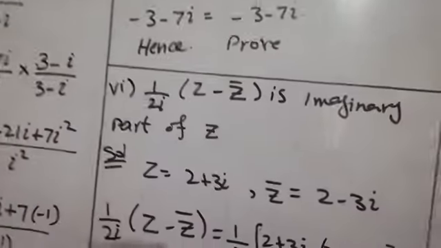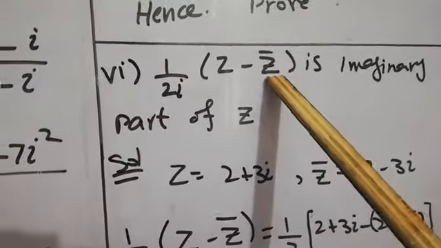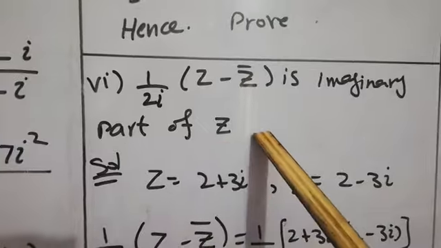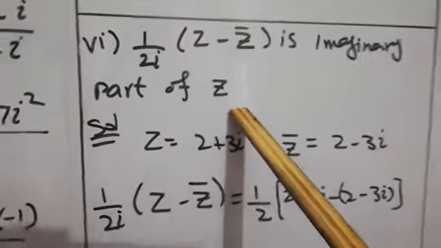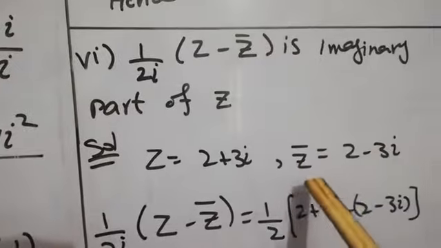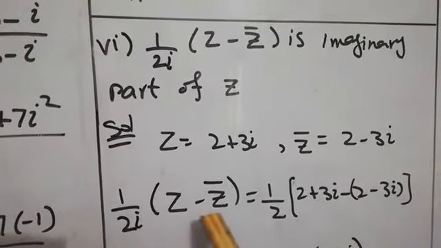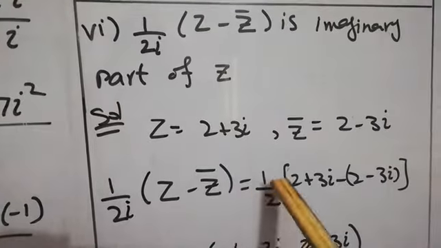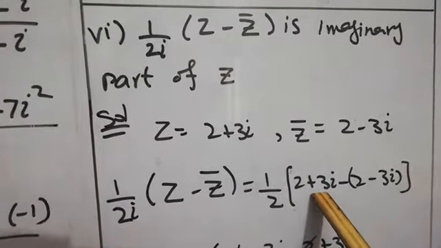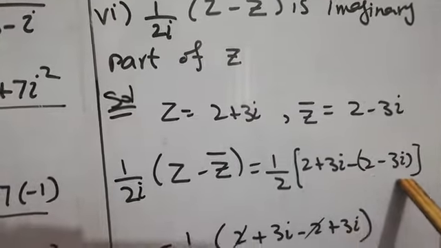Okay. Now part number 6: 1 by 2 iota into z minus z conjugate is the imaginary part of z. We will prove that. First of all we will write the value of z, which is given in the question, 2 plus 3 iota. So write z equals 2 plus 3 iota. Z conjugate is 2 minus 3 iota. According to the question, 1 by 2 iota into z minus z conjugate. So it is equal to 1 by 2 iota, write the values of z and z conjugate, which is 2 plus 3 iota minus 2 minus 3 iota.